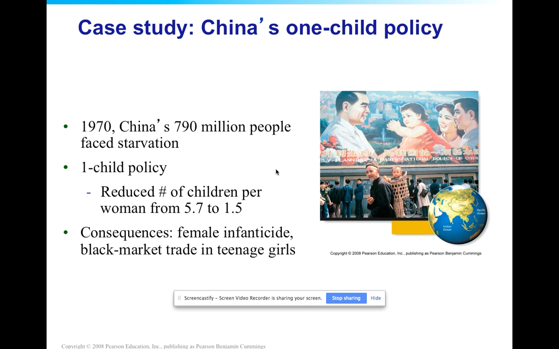The consequences, though, ended up being that, unfortunately, in some cultures around the world, it's more preferable to have a male child, especially if you can only have one. So you ended up seeing female infanticide, which is the killing of baby girls. Some orphanages were basically all females because girls were given away by families hoping to have a boy. And then there's also a black market trade in teenage girls that's pretty prevalent because there are so few girls. The ratio there is about 120 boys to every 100 girls.